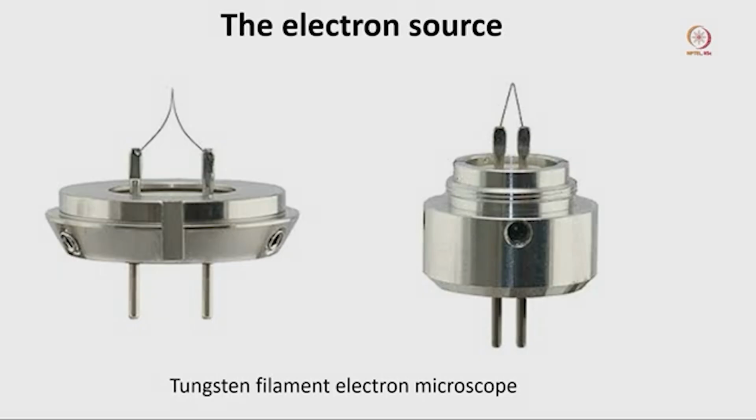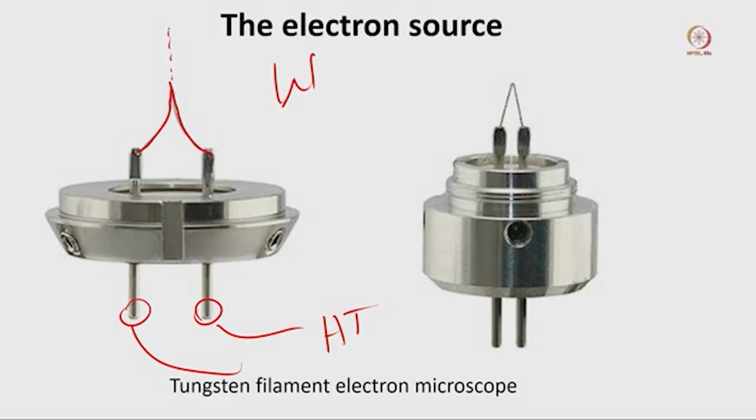Here you can see, this is our filament. As I mentioned, this is our tungsten filament. This tungsten filament has two parts which are connected to our high tension. This is the front view and this is the side view, and you can see this is a very sharp hairpin region where the electrons will come out.